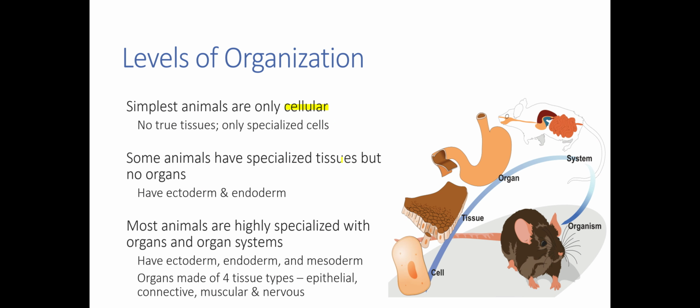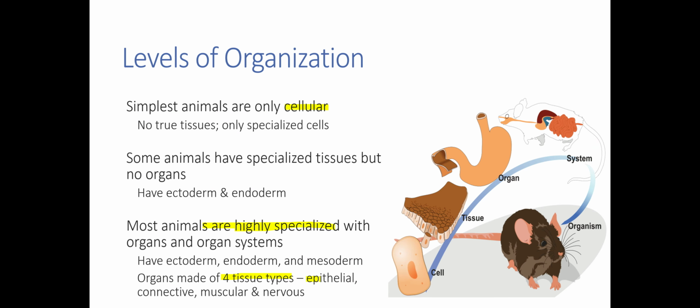Some animals have specialized tissues, but they don't have distinct organs. And we'll talk about this ectoderm and endoderm here in a moment. But your most complex animals are going to be highly specialized, and they're going to have very complex tissues and organ systems that allow them to accomplish the functions of life. Now, most of your animals are going to contain the four main tissue types, and we'll take a look at this again when we get to body systems.